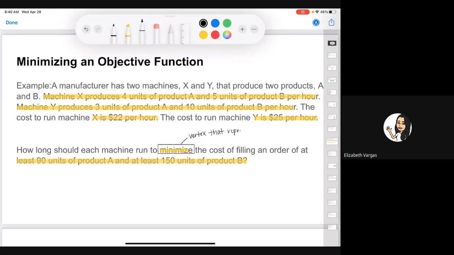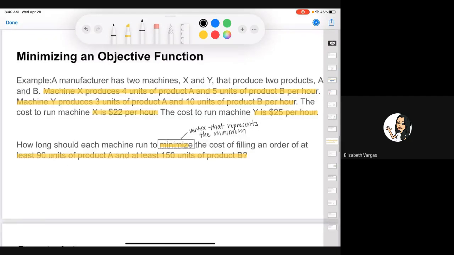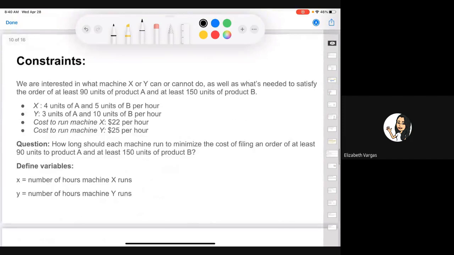But the first thing we need to do is create those equations. First thing we want to do, create those constraints, graph those constraints, look at the feasible region, and then from there we'll be able to identify our maximum or our minimum value.